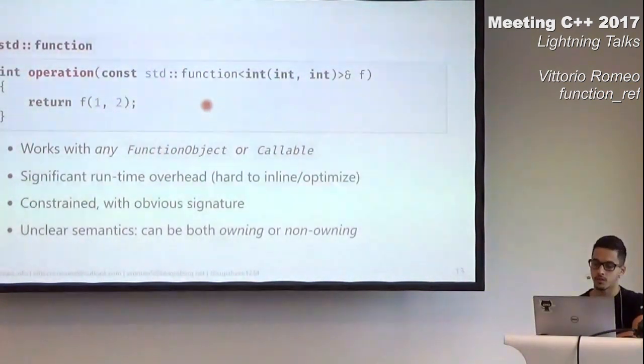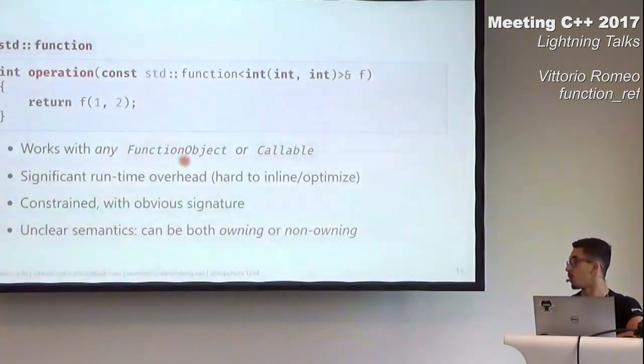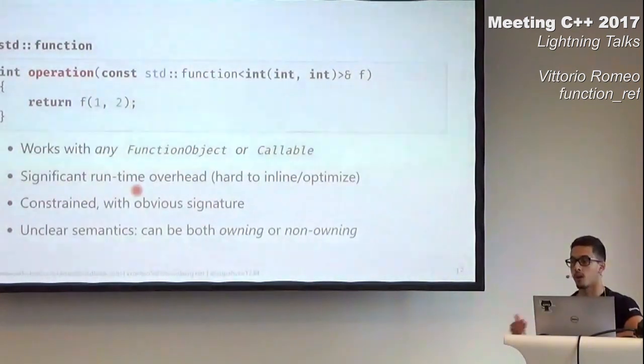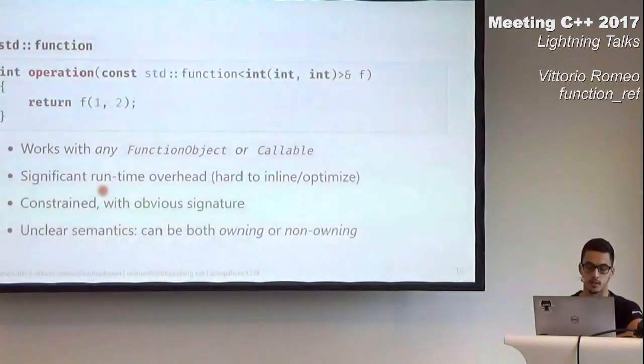Then we have std::function, which works with any function object or callable out of the box, but it has significant runtime overhead, mostly because it's hard to inline and optimize for the compiler, since it needs to check whether or not it has to allocate, to use the SBO buffer, and stuff like that.